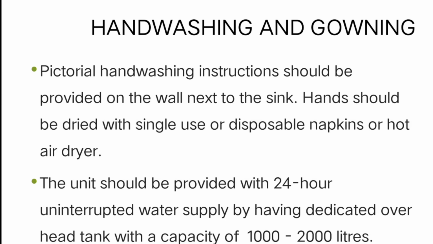A unit should be provided with 24-hour uninterrupted water supply by having a dedicated overhead tank with the capacity of 1000 to 2000 liters for dispensing the water. That is uninterrupted water supply. And also there should be disposable napkins available, or a hot air dryer should be available to dry their hands after doing the hand washing. So this is the hand washing and gowning area before the special care neonatal units.